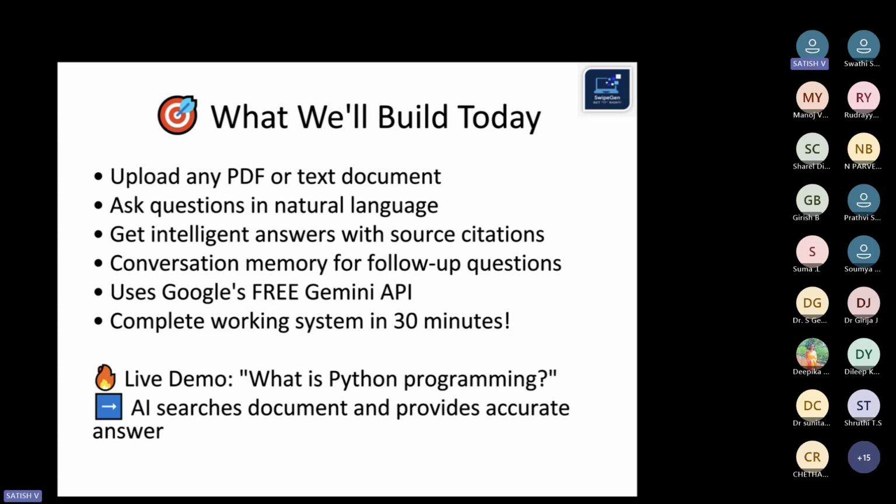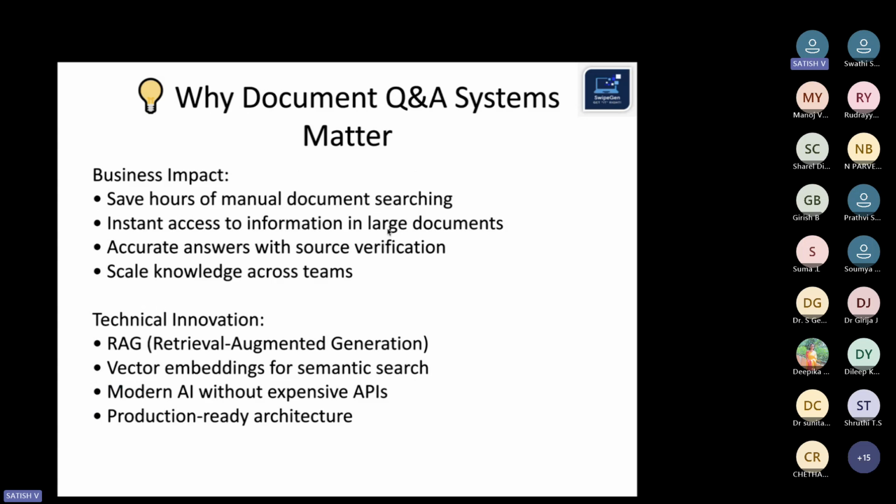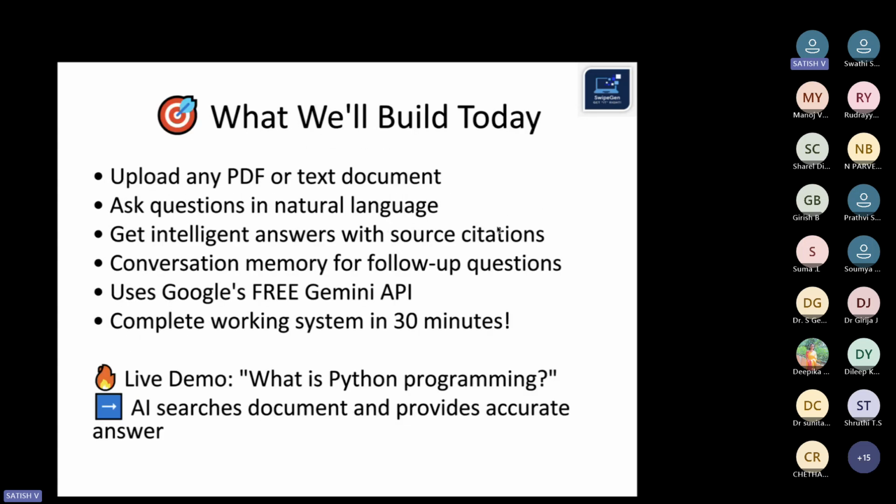And also, as I told you, what we'll build today is that you can upload any PDF or text document. You can ask questions in your natural language. What is natural language? Simple English, like what is this and what is that, based on the documents that you have uploaded. So you will get intelligent answers and citations. For citations, you need to connect with Google API, that is Gemini, which will do the scraping part for you.